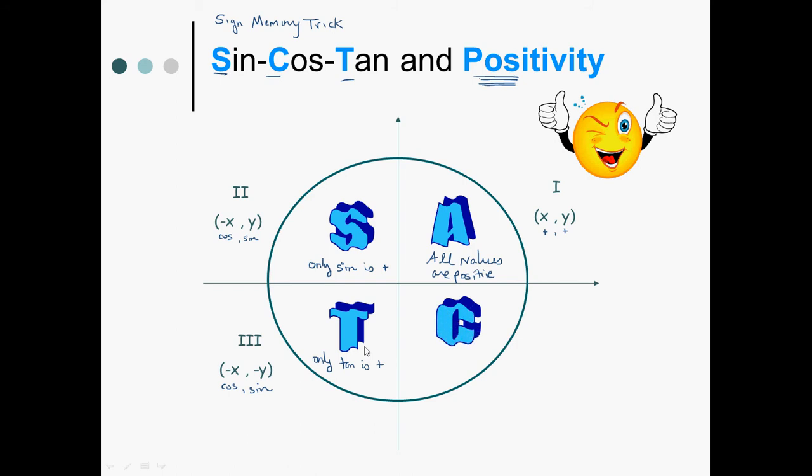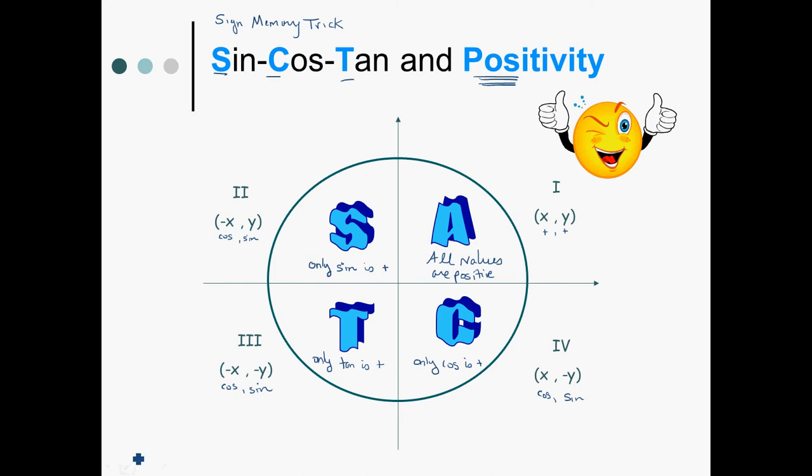And lastly, in the fourth quadrant, cosine is positive, sine is negative, and tangent is a ratio of a negative to a positive, which would be a negative, so only cosine is positive in the fourth quadrant.